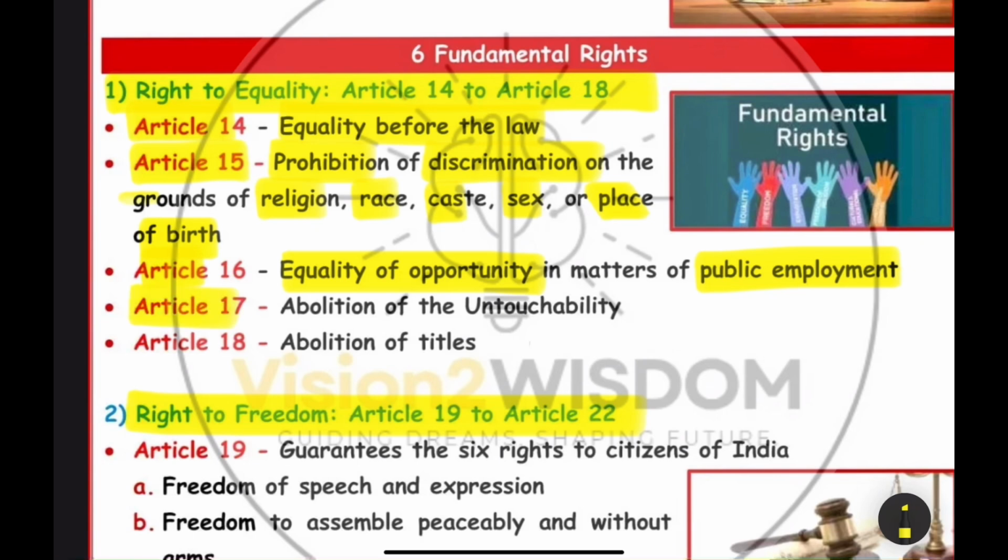Now Article 17 tells us about untouchability: abolition of untouchability. There will be no untouchability in the Indian continent. Next, Article 18 tells us about abolition of titles.